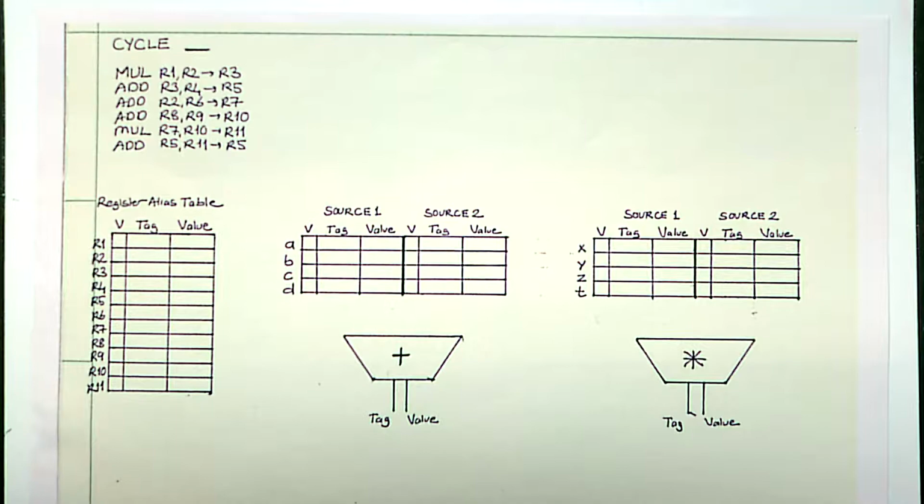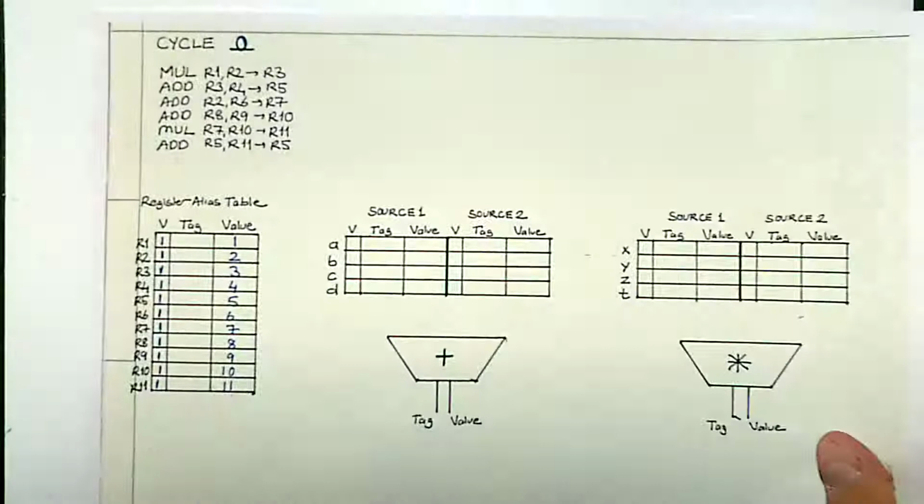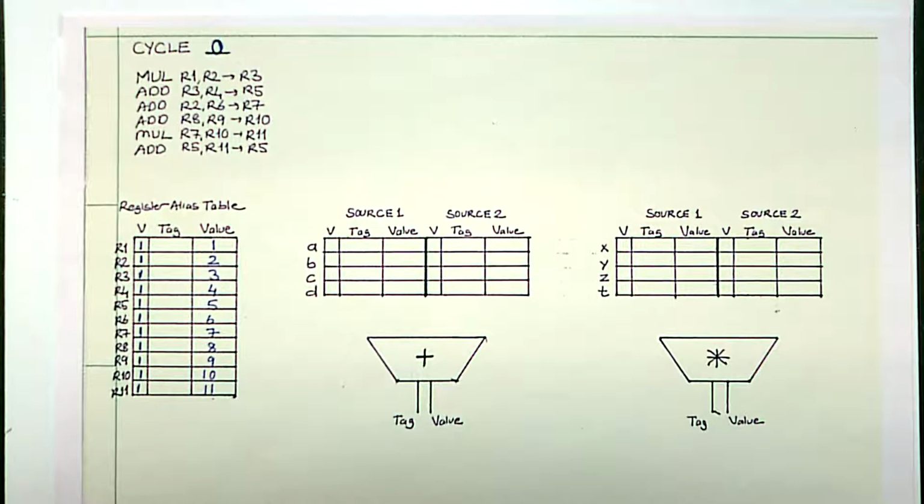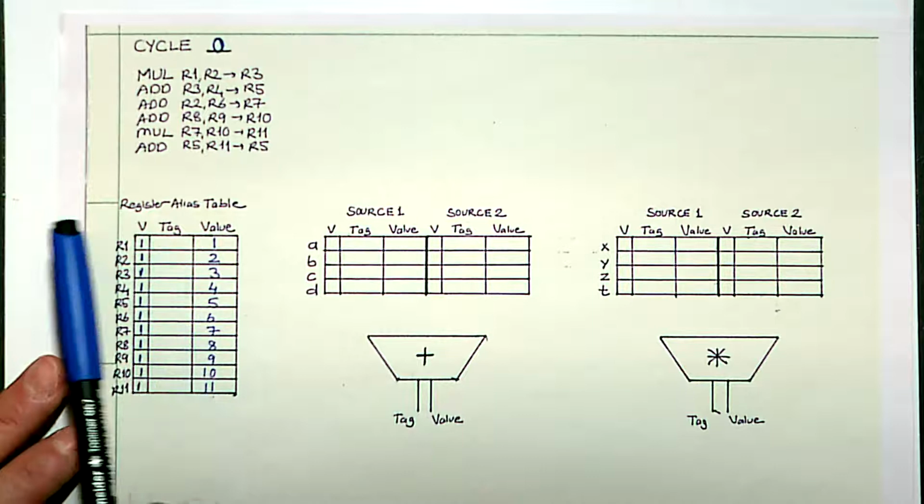Okay, and then, let's do that. So let's assume this is our cycle zero. At the beginning of time, we have these instructions to execute, and this is our register file, or register alias table. It's called alias table because you can alias it to somewhere else, or register map table. People call it different things. Intel calls it RAT, register alias table. I like the name RAT. RMT is difficult to say.